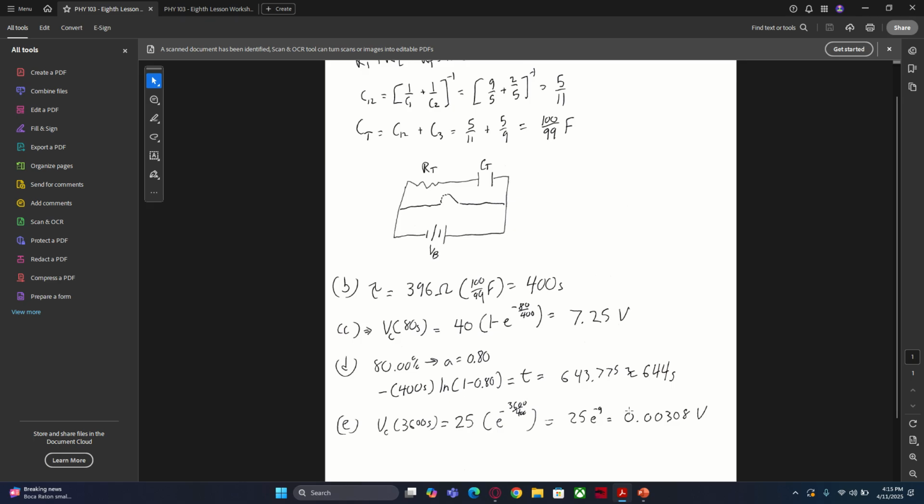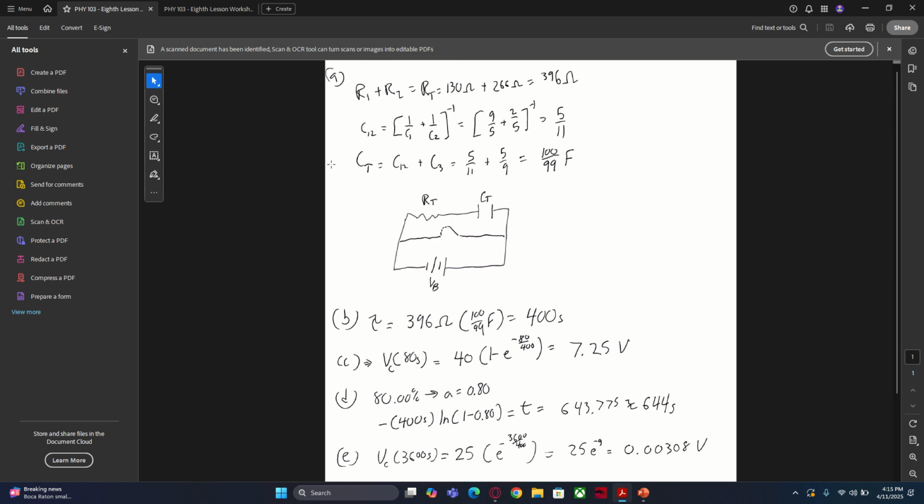Capacitors can never be fully charged to 100%, and they can never be discharged to 0%, because it's more of a logarithmic negative exponential function. In any case, that would be our worksheet for this week on RC circuits.